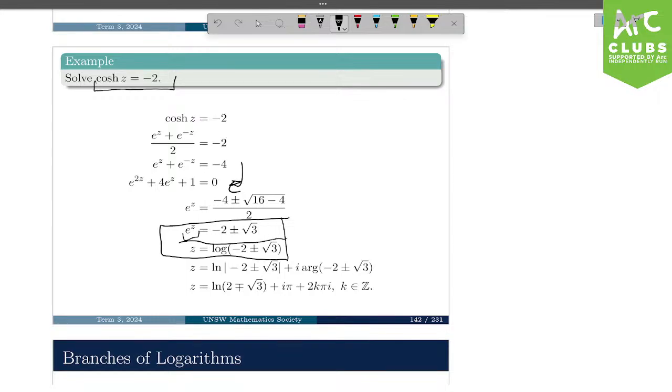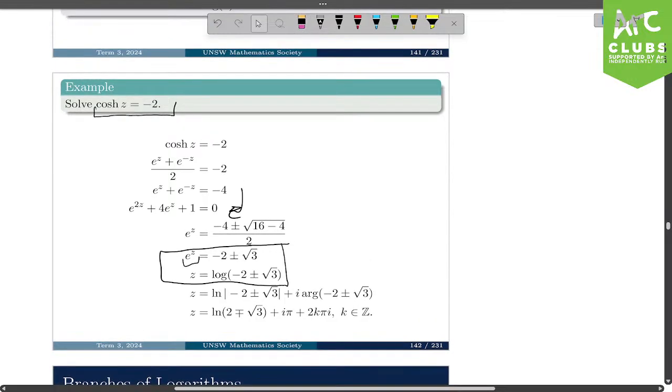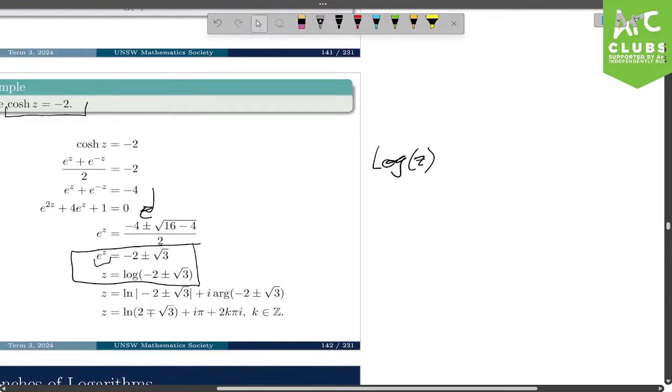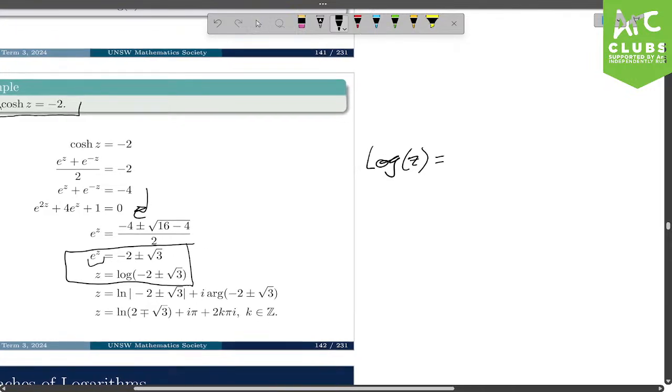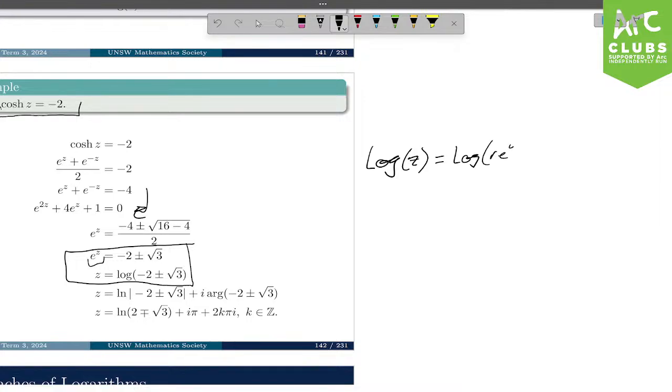Now we can use our logarithm. So, the logarithm, just remember, log of z is equal to log of r e to the i theta, which is just going to be equal to log r plus i theta, in a sense. Okay? So this is the way that we want to break it down.